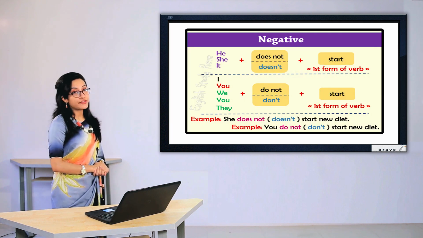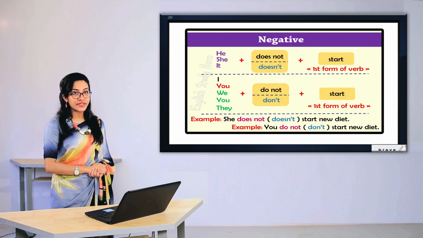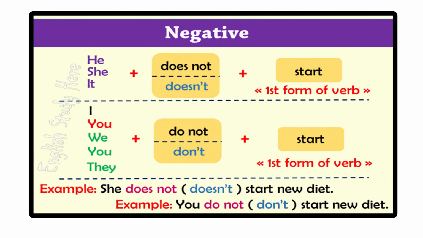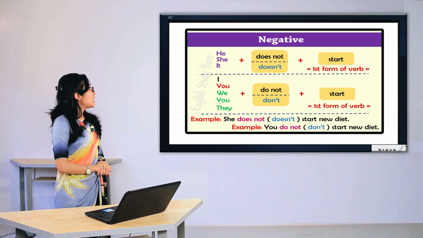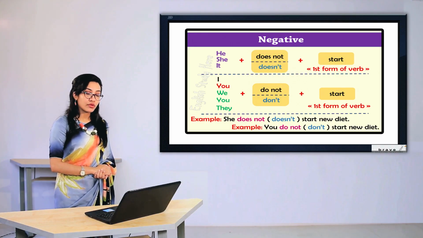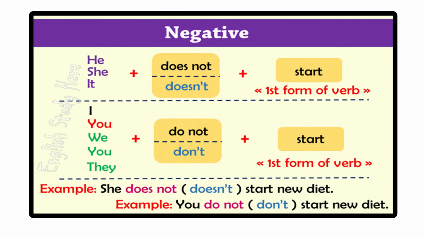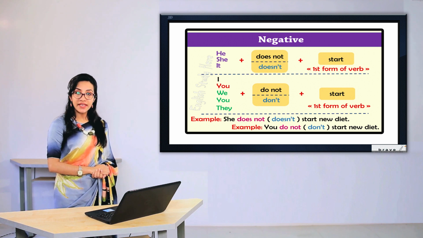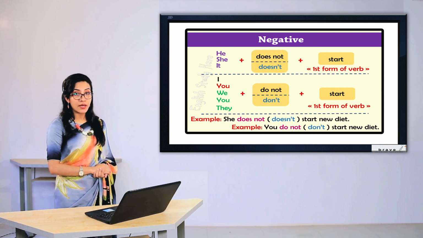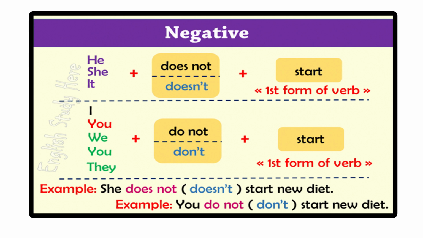Now let's look at the negative form. In case of a negative sentence, we are going to use the subject, then does not or do not, and at the end we are going to use the verb and then the object. Here we are going to follow the same rule. If the subject of the sentence is third person singular number, in a negative sentence we are going to use does not. On the other hand, if the subject is first person, second person, or third person plural number, then we are going to use do not.